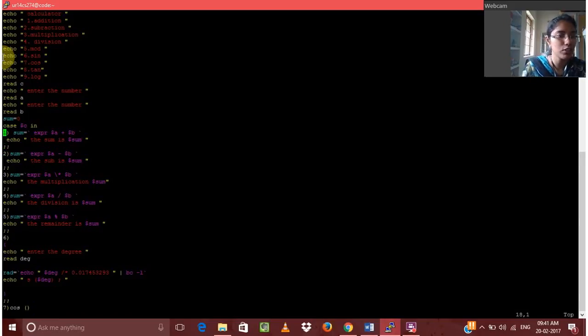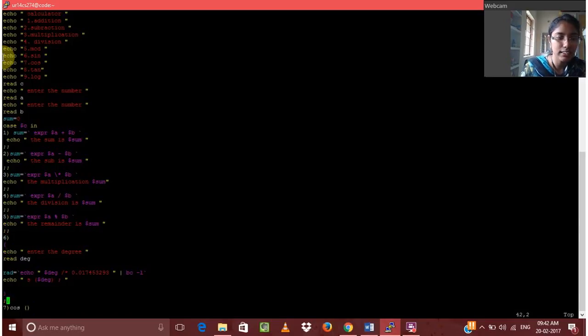The first case is addition, so I add the two numbers, store it in sum, and echo sum. The next operation is subtraction: I get two values, subtract, and echo the value. The third operation is multiplication: I get the a and b values, store the product in sum, and echo it. The fourth is division, so I divide a by b and give the output. The next one is the mod operation, which gives the remainder.